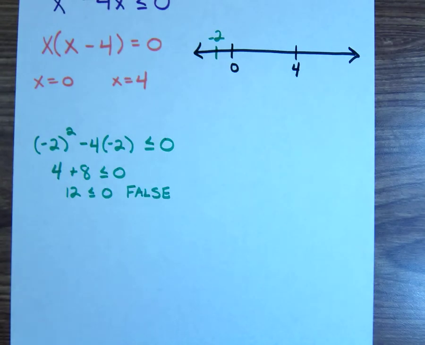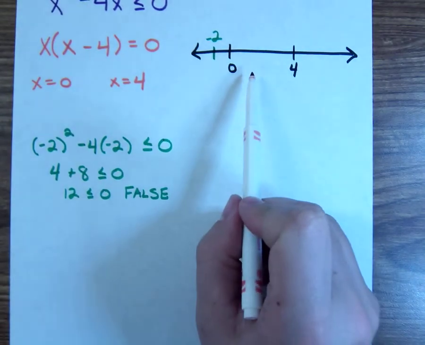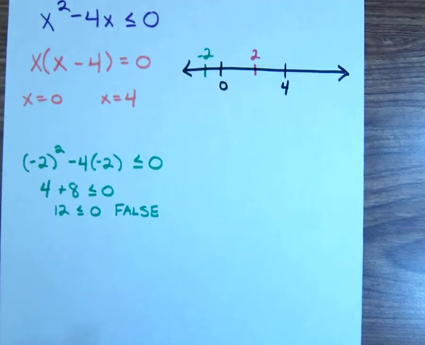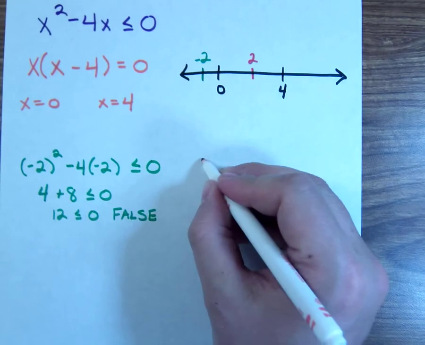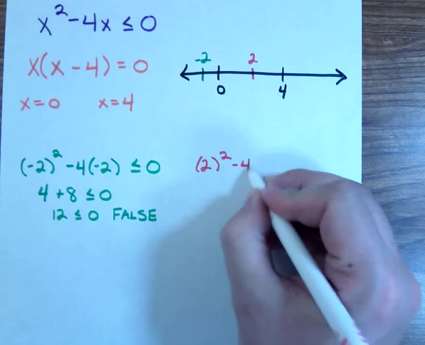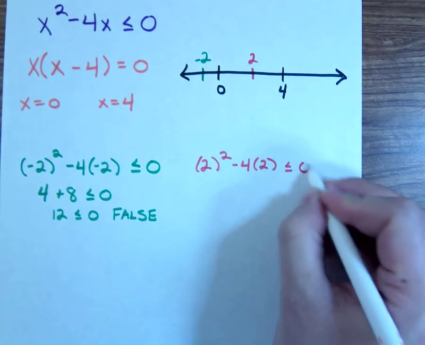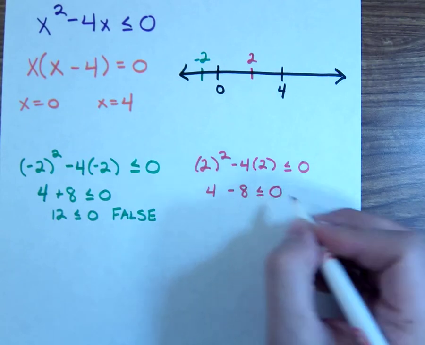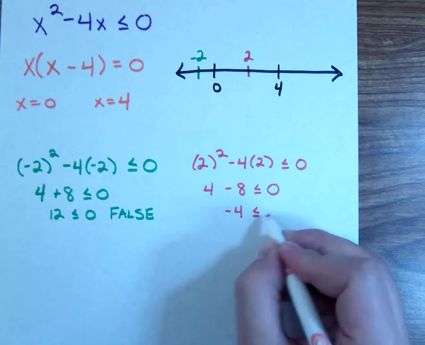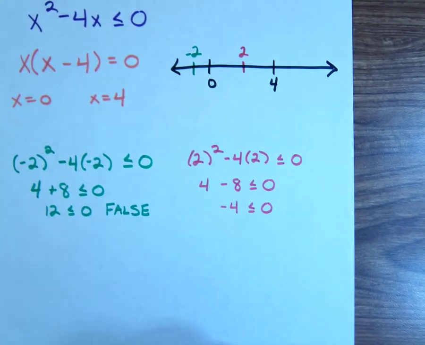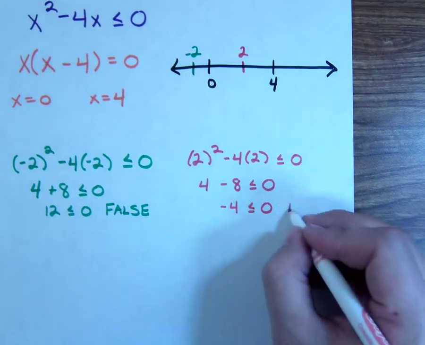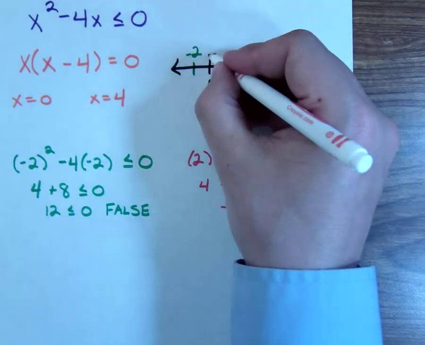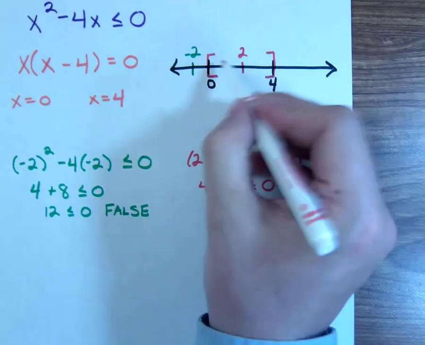Okay? Let's pick a different one. Somebody shout out a number between 0 and 4. 2. 2 is fine. And we'll plug that one in. 2 squared minus 4 times 2 less than or equal to 0. So 4 minus 8 less than or equal to 0. So negative 4 less than or equal to 0. True. So that means the numbers between 0 and 4 are a part of my solution set. So those are included.